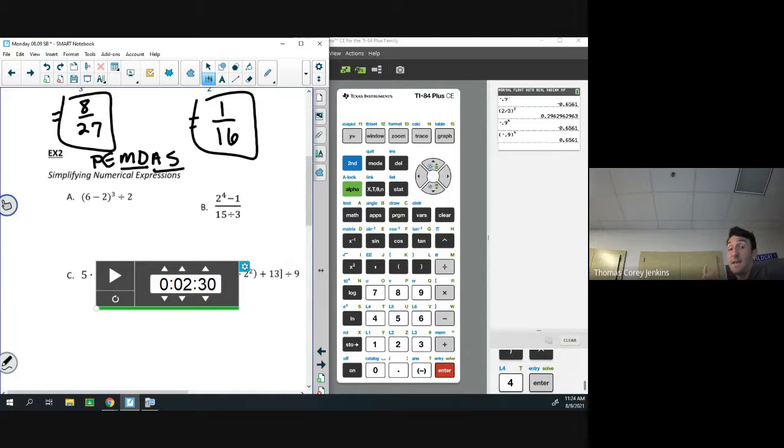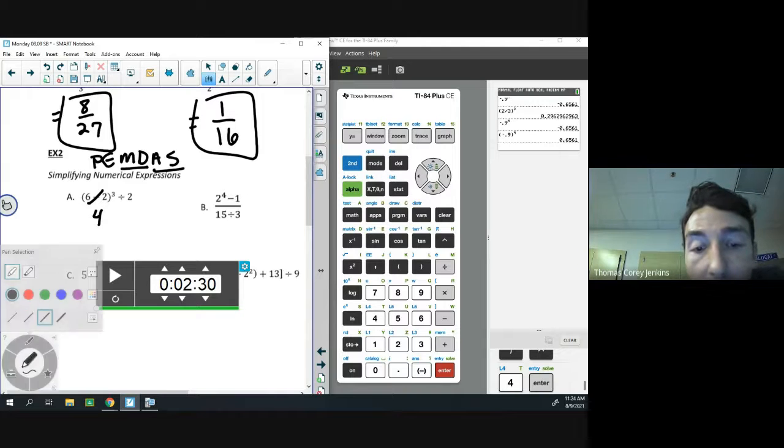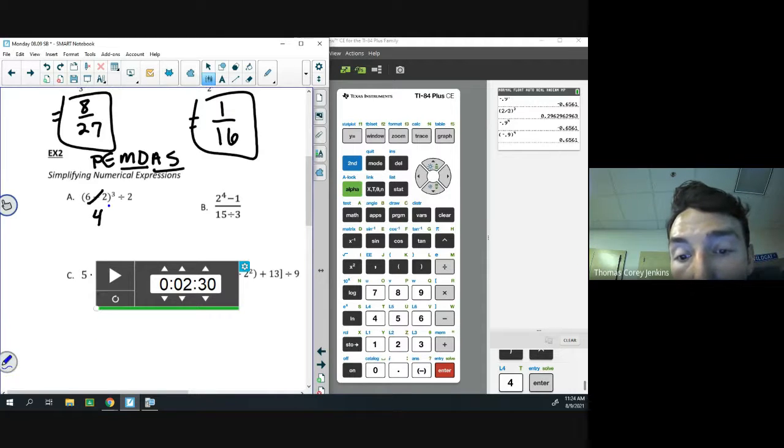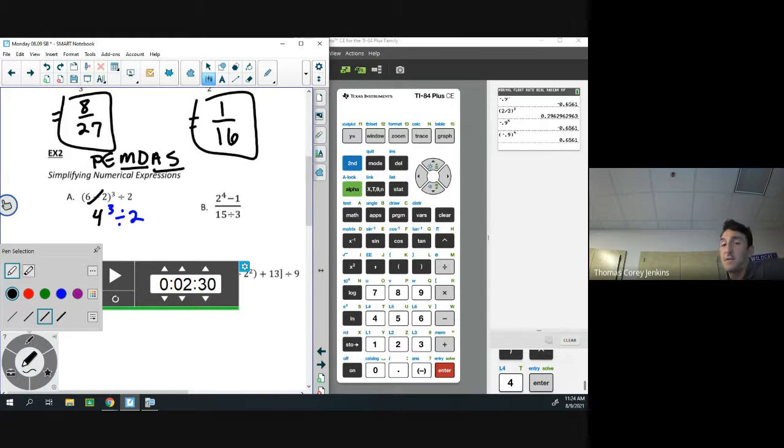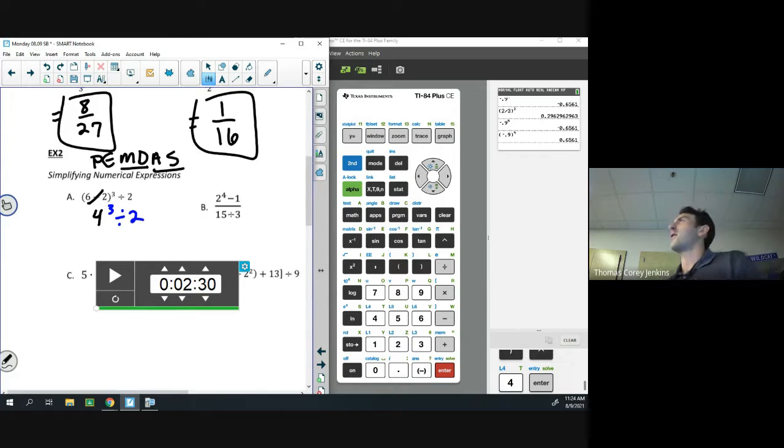All right. So looking at A, let's go ahead and follow PEMDAS and just work it out line by line. So we do have parentheses, so we want to simplify what's in the parentheses. 6 minus 2 is 4. All right. Next up, we have exponents and we have division. Exponents come first, right? So that's what we want to do next. 4 to the third. That's not super obvious, so you might want to type it in. What is 4 to the third?